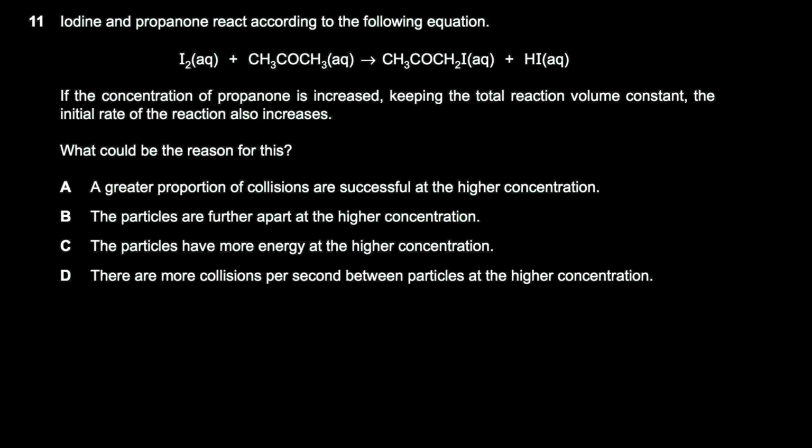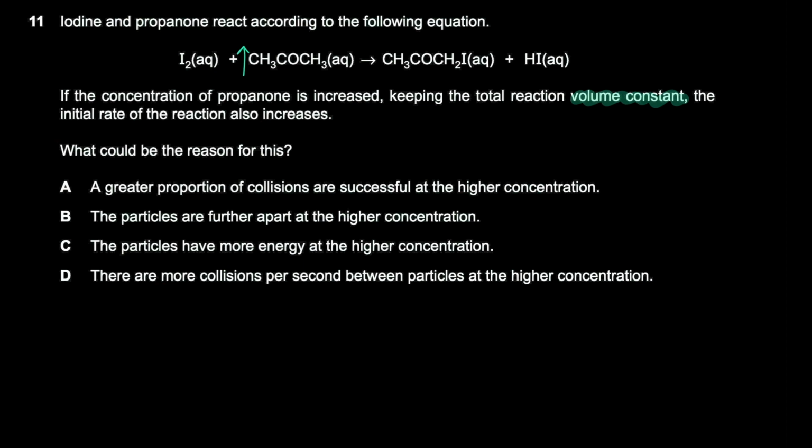Iodine and propanone react according to the following equation. If the concentration of propanone is increased, keeping the total reaction volume constant, the initial rate of the reaction also increases. What could be the reason for this? So you're increasing the concentration of propanone.